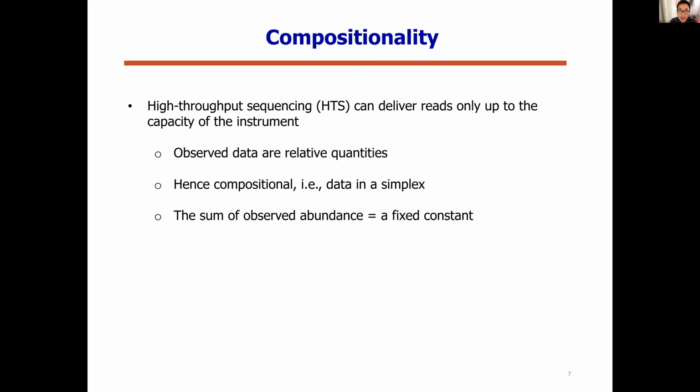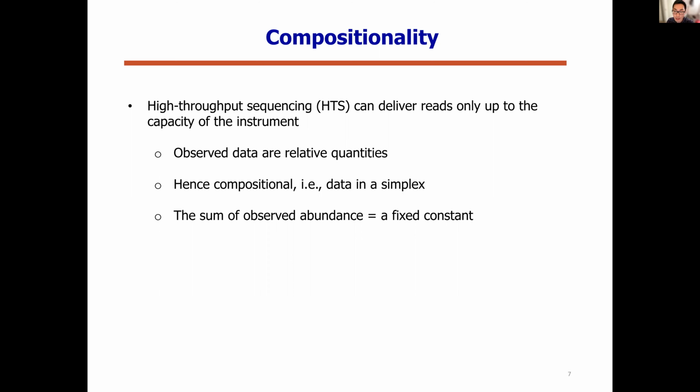The first challenge stems from compositionality, which means the observed data are actually relative quantities rather than absolute quantities. This is because high-throughput sequencing, HTS, can only deliver reads up to the capacity of its instrument. So basically, if you sum all the observed abundances, it will equal a fixed constant, which is the capacity of the instrument.